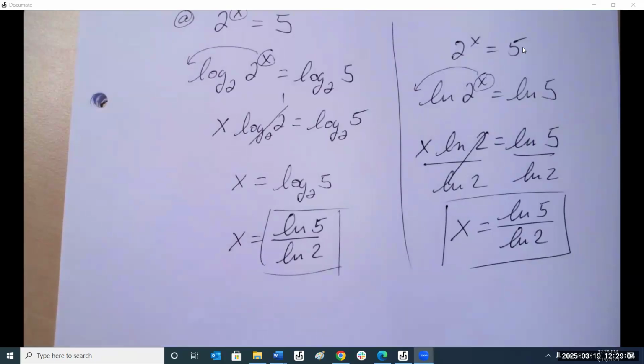So that's the whole purpose of using the ln, is to get the x out of the exponent and back inside the equation. We can use it. That's the only way we can get it out of the exponent.